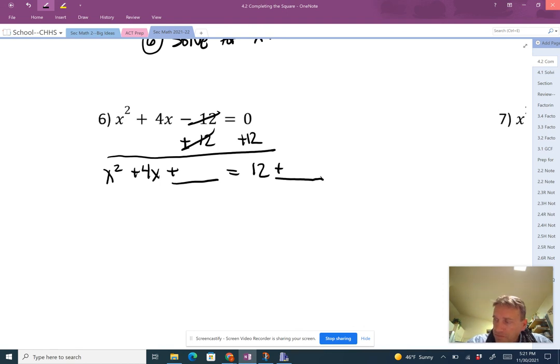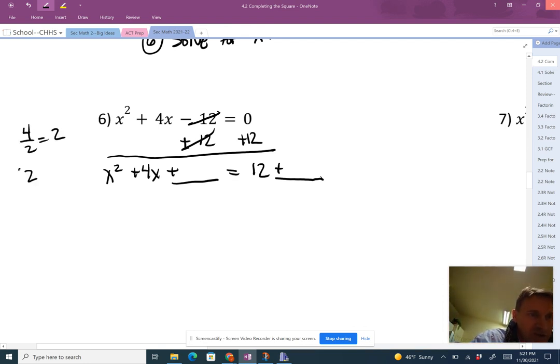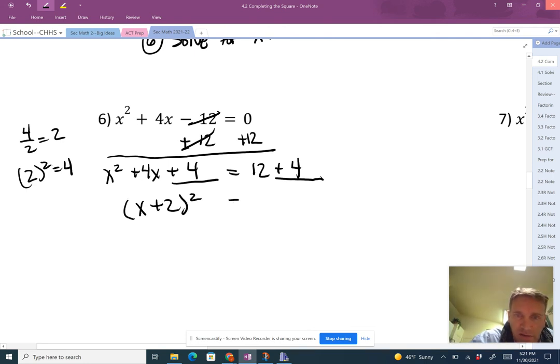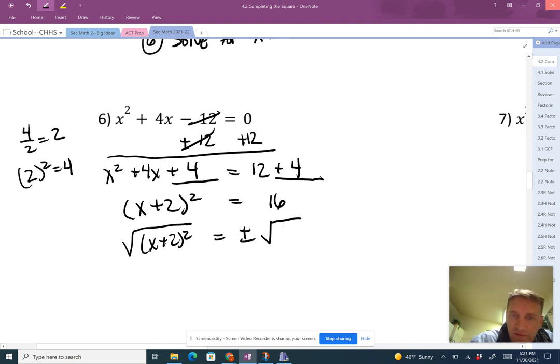And so in this case, 4 divided by 2 is 2, and 2 squared is 4. And so what we're going to add to both sides is 4. And on the left, we're going to rewrite this as x plus 2 squared. On the right, I'm sorry, I think I misspoke. 12 plus 4 is 16. Then I take the square root of both sides, x plus 2 squared, square root, equals plus or minus the square root of 16. Remember to add that plus or minus every time you take the square root of both sides.